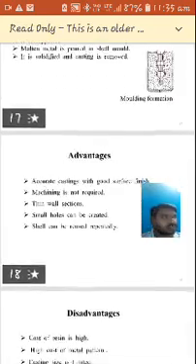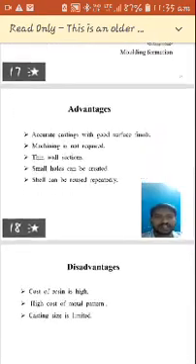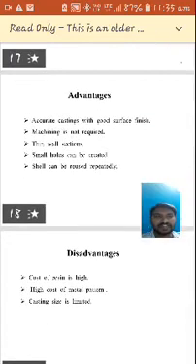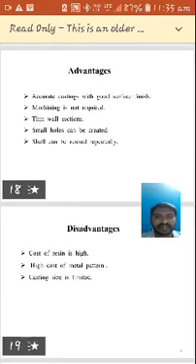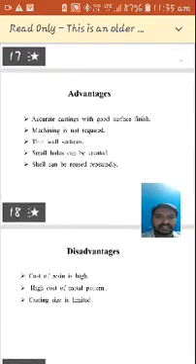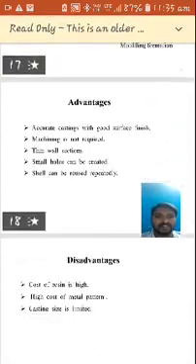Here we have the advantages. What are the advantages? Accurate casting with good surface finish. Machining is not required. Thin wall sections and small holes can be created. The shell can be reused repeatedly. Whatever mold shell we prepare, we can use it repeatedly.